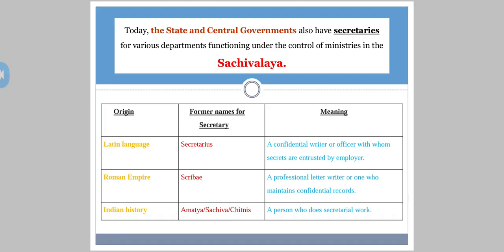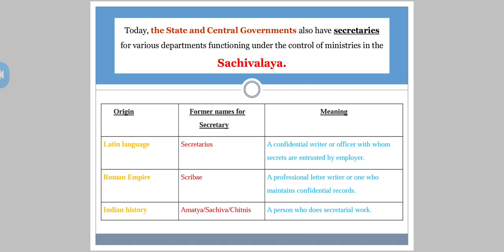Or in Roman Empire, scribe was the other word for secretary, which means a professional letter writer or one who maintains confidential records. In Indian history, Amatya, Sachiva and Chitnis were the three names given to the secretary, which means a person who does secretarial work.